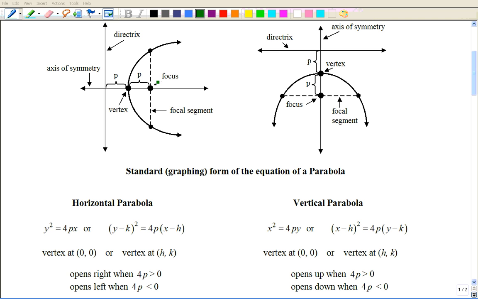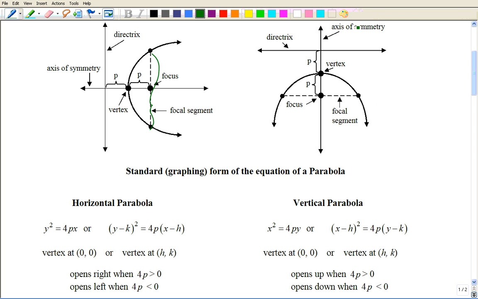We've had foci in the ellipses and the hyperbola, but we'll just have one focus for a parabola. The vertex is right in the middle of the directrix and the focus, so if you knew those, you could use the midpoint formula. This dashed line here, we don't usually draw that. The whole thing here is called the focal segment, and the focus is right in the middle of it.